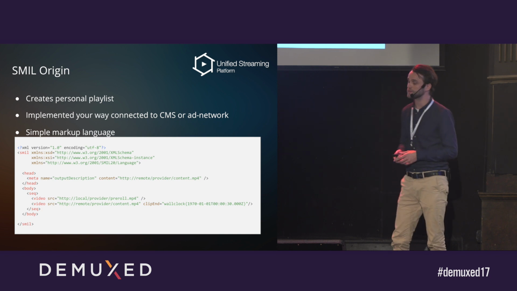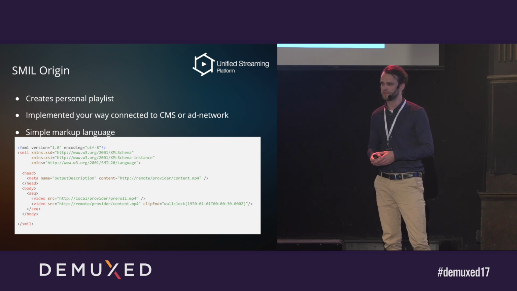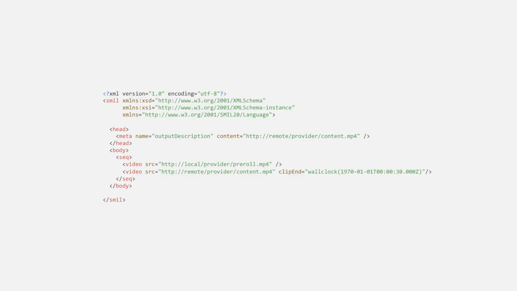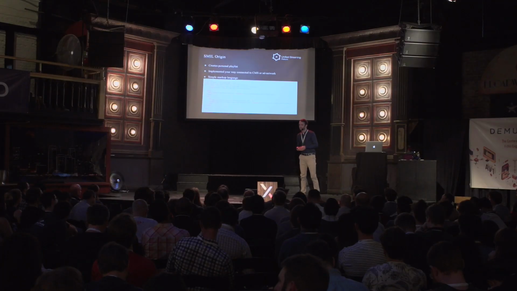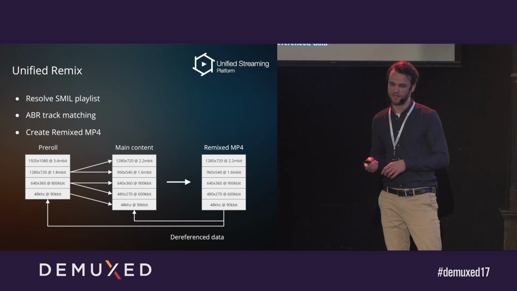So if we look a little bit closer at the SMIL origin, we just use the Synchronized Multimedia Integration Language, SMIL. It's a very easy way to represent media presentations. Here we can just see a sequence of two videos, a pre-roll and a content. We can also do some cool stuff like specify ranges of the clip. So here we only want 30 seconds of content. And there's also a special meta tag in the head with the output description. Now this is more of an intention for when we start ABR track matching, we want to match everything to the main content. And this will become more apparent in the next slide.